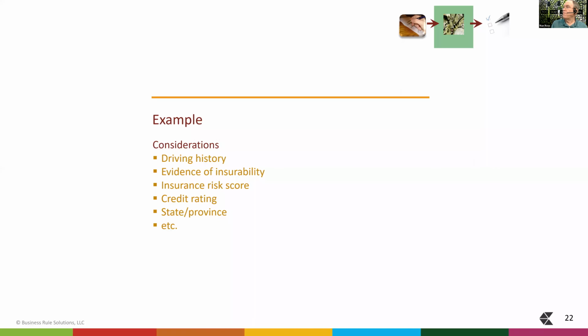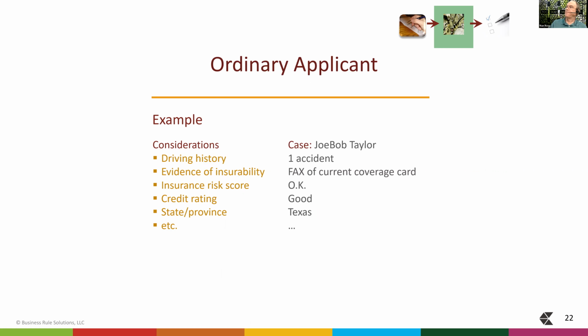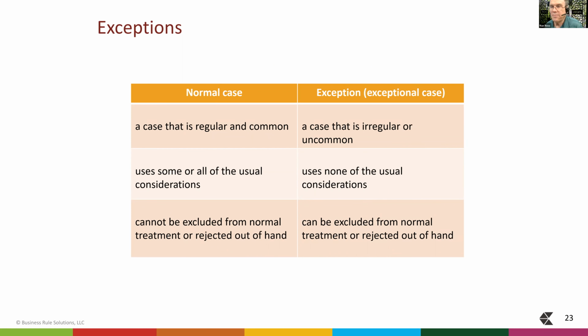So let's take an example of that. For a normal case, we have Joe Bob Taylor. I don't know if you know this, but in Texas, a lot of people put double names together. I don't know why that's the case, but anyway, Joe Bob is a Texan, and he is a normal, ordinary applicant. His driving history only has one accident. He can give facts of current insurance card for evidence of insurability. His insurance risk score is okay. His credit rating is good. He lives in Texas, etc. He's perfectly ordinary in all these respects. And so he's not an exceptional case.